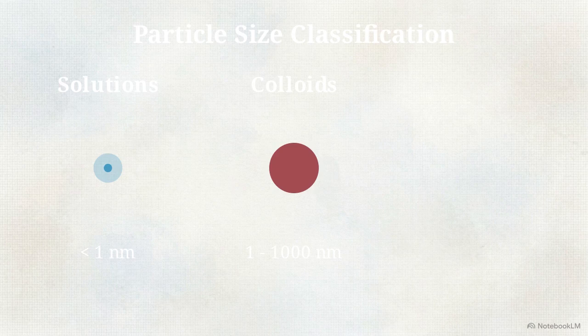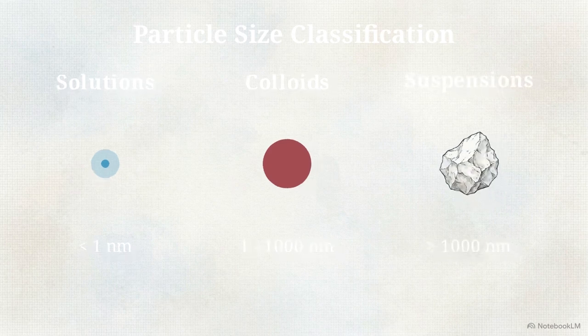Ultimately, classifying these mixtures comes down to one precise measurement: particle size. Solutions have particles smaller than 1 nanometer. Colloids range from 1 to 1,000 nanometers, and suspensions contain particles larger than 1,000 nanometers.